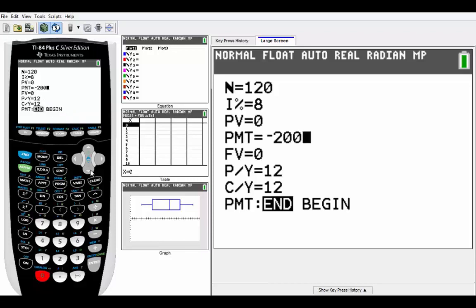So in order to work out the future value, we scroll to the future value position and we hit alpha solve, and we get $36,589, which is the same as what we obtained using our algebraic method. Notice it's a positive value because at the end of the period, when we've deposited all our money and accumulated interest, we will get back from the bank $36,589.